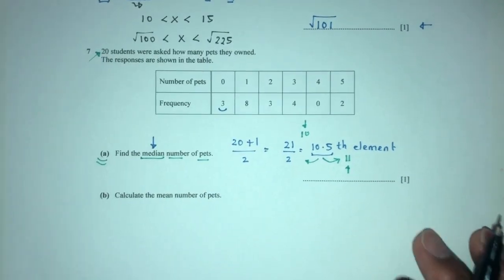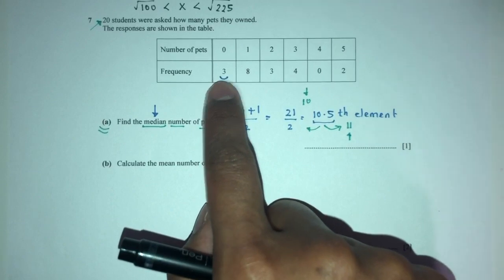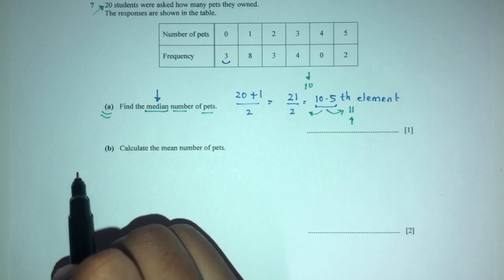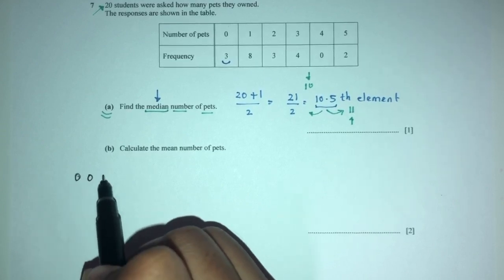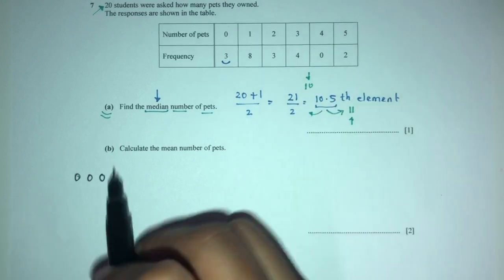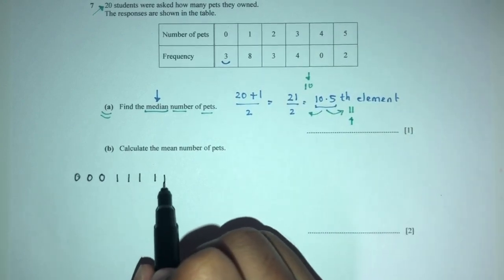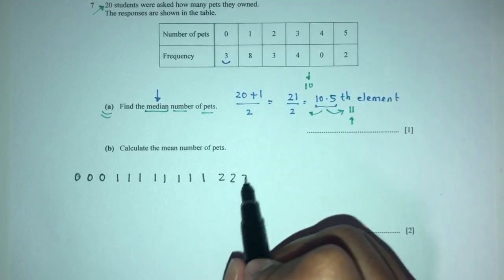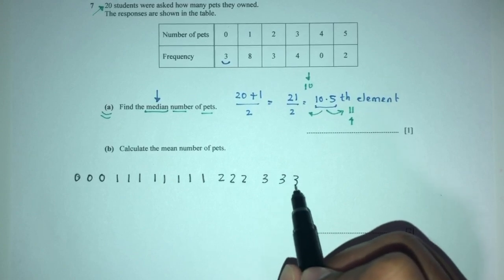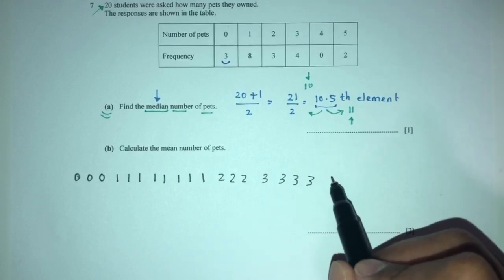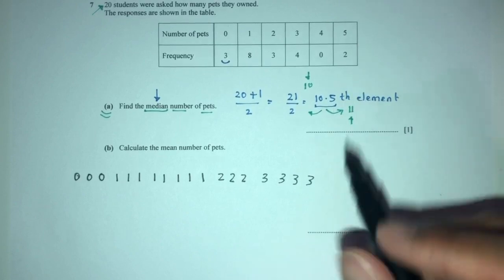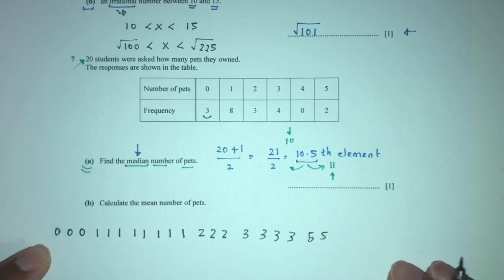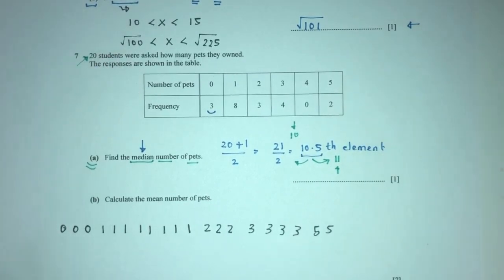Again, for some people it might be hard. Let me list this down in order so that it makes sense. So when you ask these three students, they have 0 pets. It will be 0, 0, 0. Then we have 8. We have 1, 2, 3, 4, 5, 6, 7, 8. Now here we have 3. 1, 2, 3, and 4. And here we have 0. So we don't need anything because we have 0. And then 5 we have 2. So basically the table is actually this information right here in order. That's what it really represents.